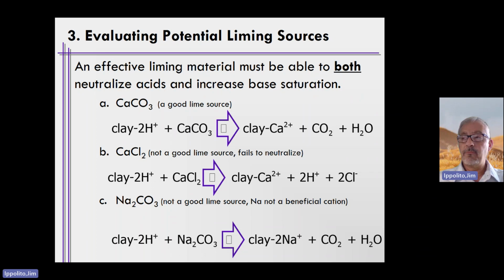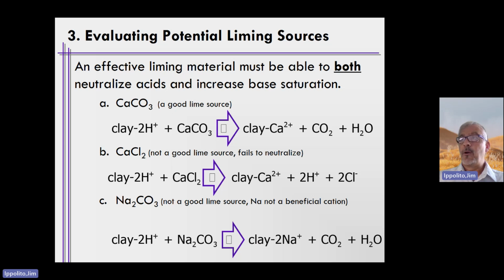So now you have, I hope, a relatively strong understanding of how we lime acid soils in general: to remove hydrogen, aluminum, and potentially iron from exchange sites, to remove the buffer. That's why we lime. So now let's talk about how to evaluate a potential liming source.